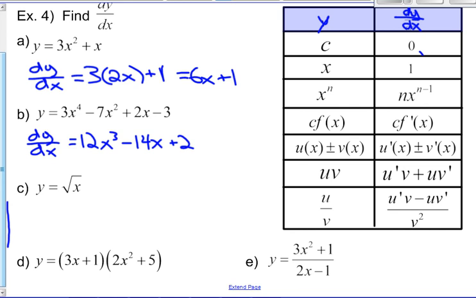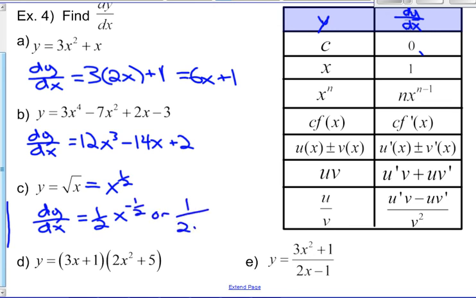Sometimes we get a little messed up with the radicals. Think of them in exponential terms. So root x is x to the half. That means for dy by dx, your power comes down front, and your power itself goes down by 1. So it was a half. A half minus 1 is negative a half. Or you can write this, if you prefer, as 1 over 2 root x. But you would do that after having put it in exponential form.